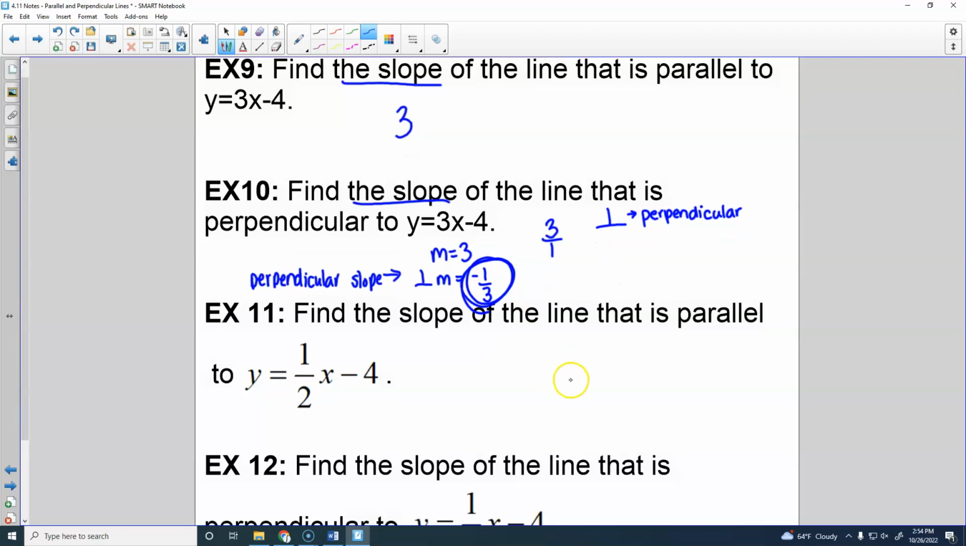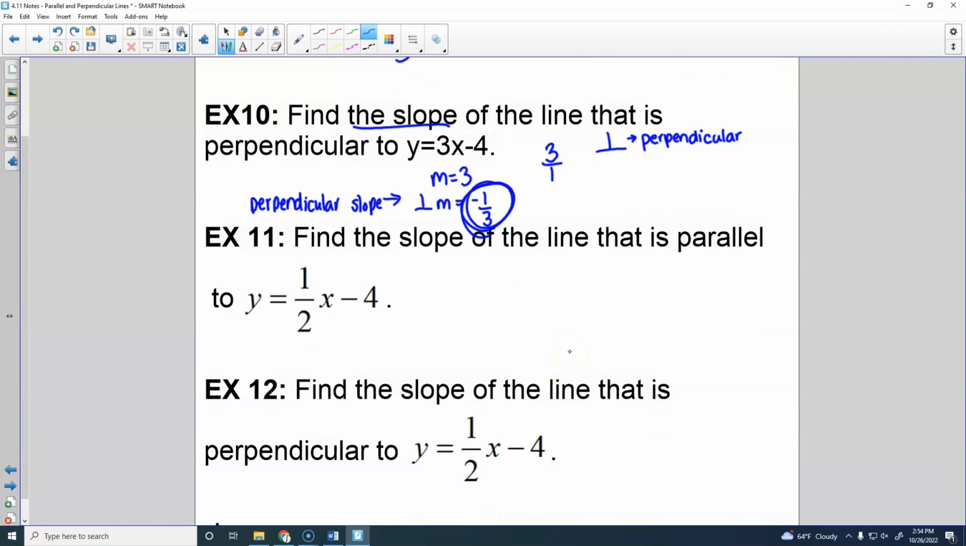Alright, Ian, what would we get for number 11? Find the slope of the line that's parallel to y equals 1/2 x minus 4. Okay, what's it asking for? So, what's the slope of this line? And don't include the x whenever you're given slope. So, just 1/2. And so, the parallel line would also be 1/2, right? Yeah, same slope for parallel.